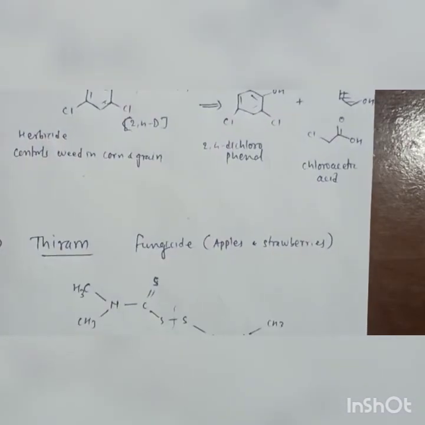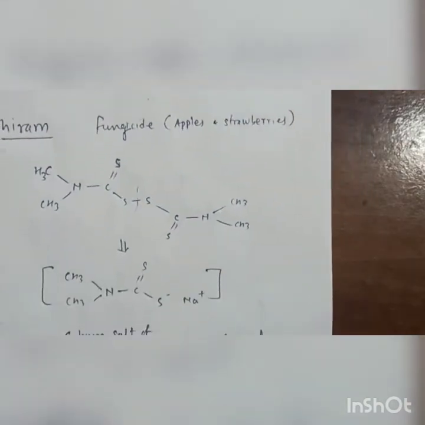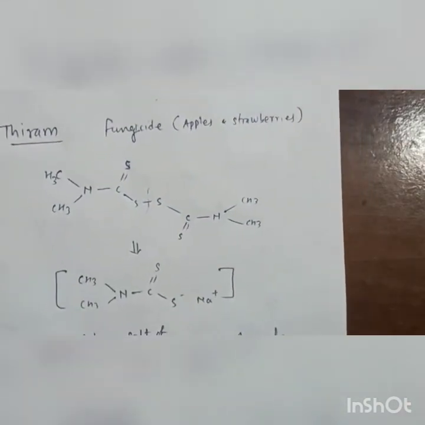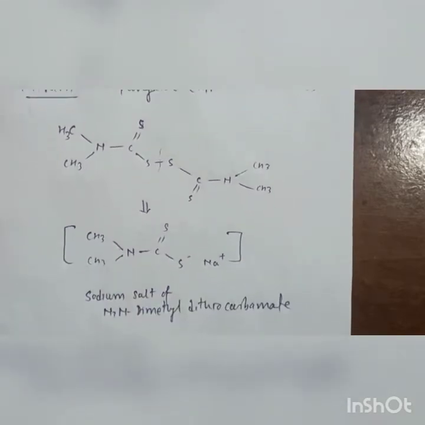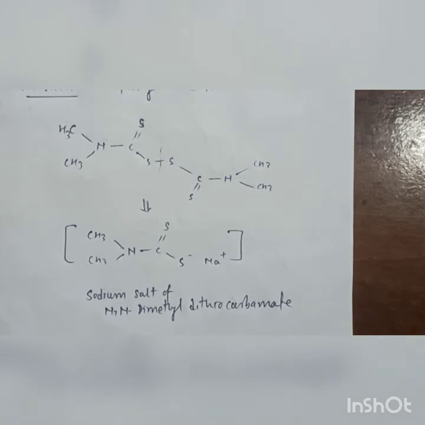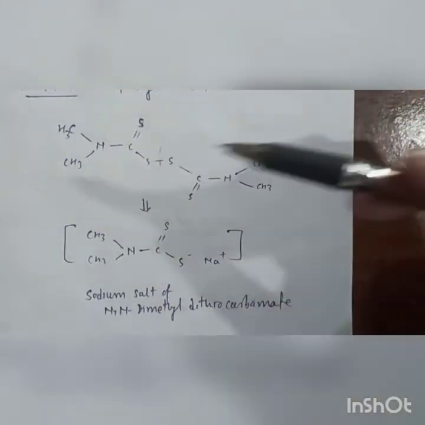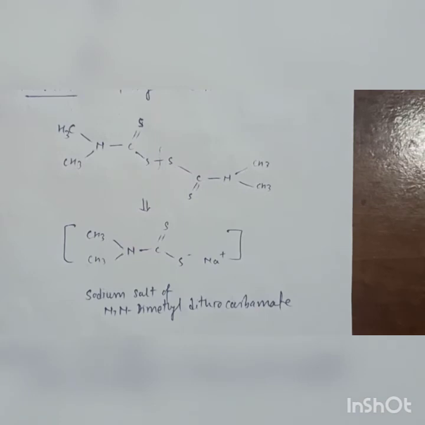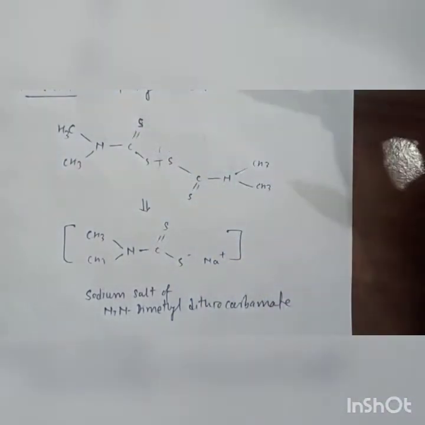Next important pesticide is a fungicide which controls the fungus which develops especially on apples and strawberries, and that is called Thiram. Again, you have to remember the structure. Very important thing is to remember the structures first of every dye, drug or pesticide. So this is the structure of Thiram.